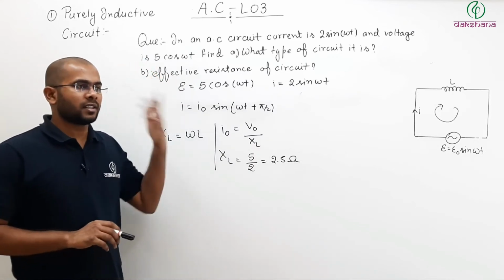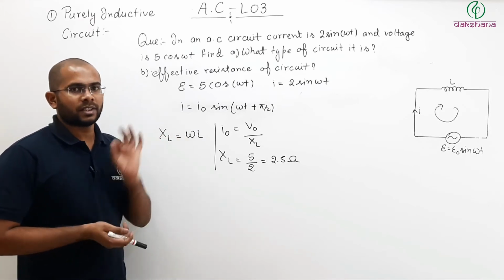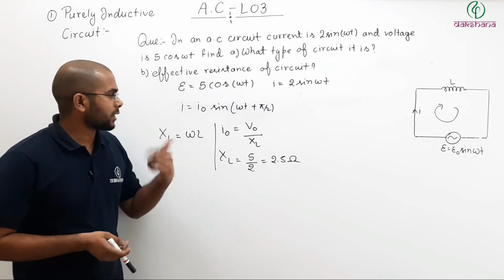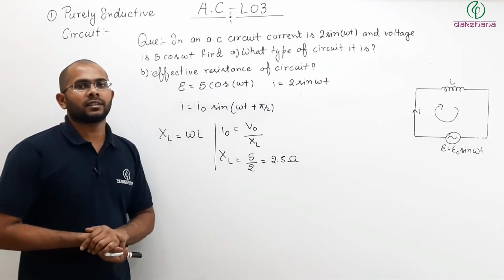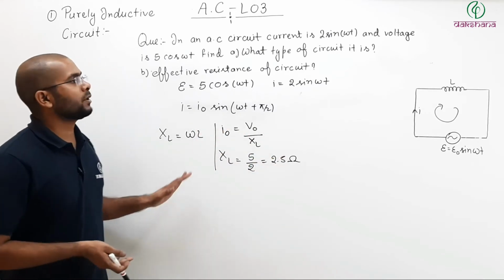Now your first intuition is, sir, XL is omega L, omega is not given, L is not given, how will I find it? But you also know that I naught is V naught by XL. So XL is nothing but 5 by 2, that is 2.5 ohms. Pause the video, note it down.